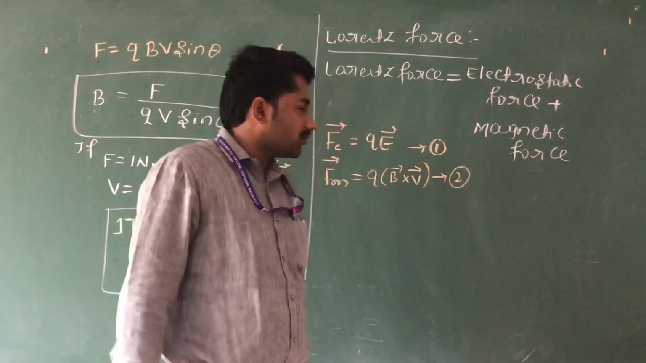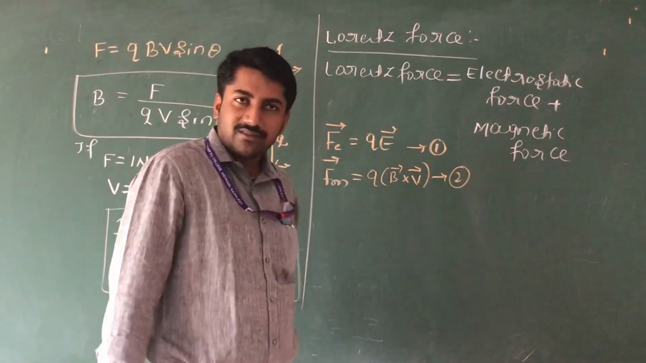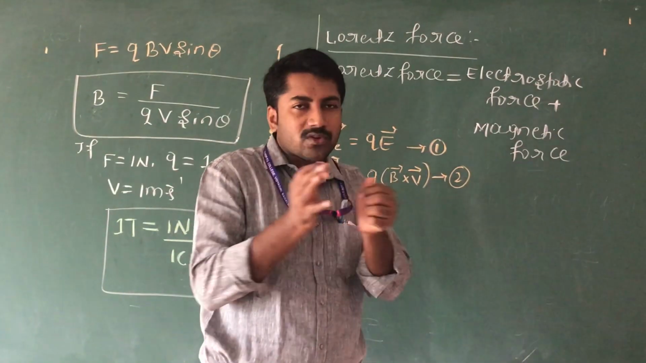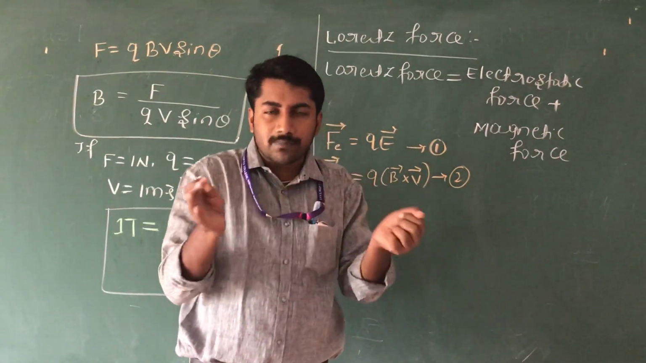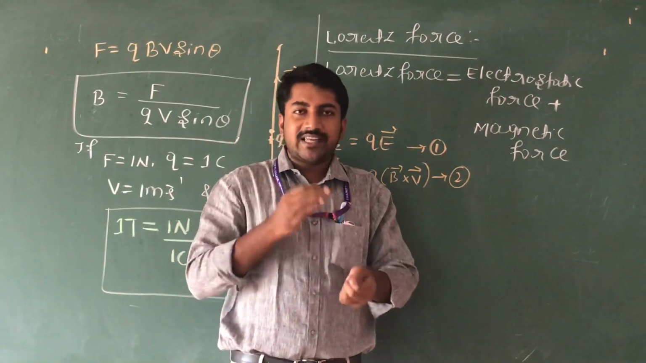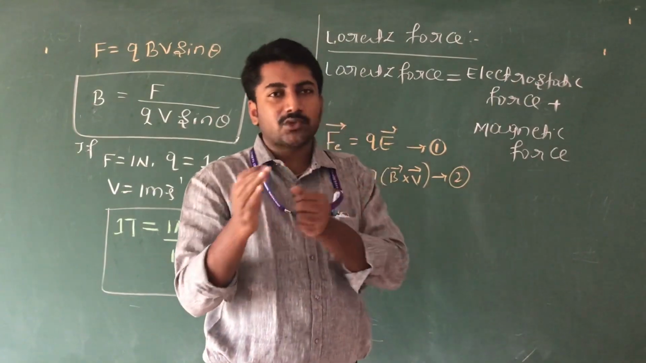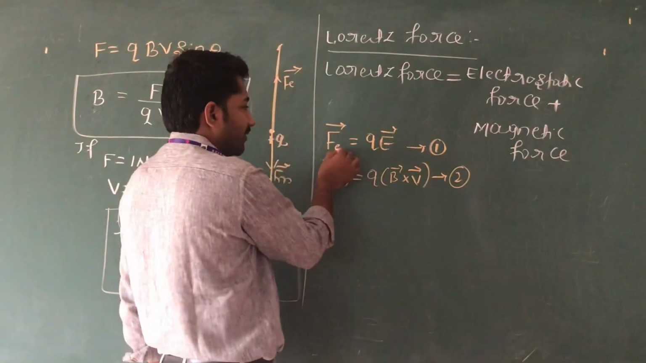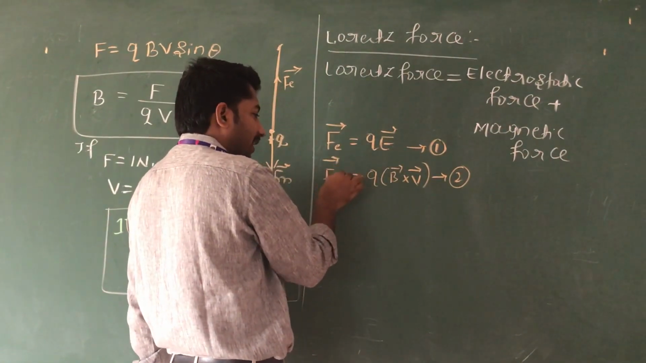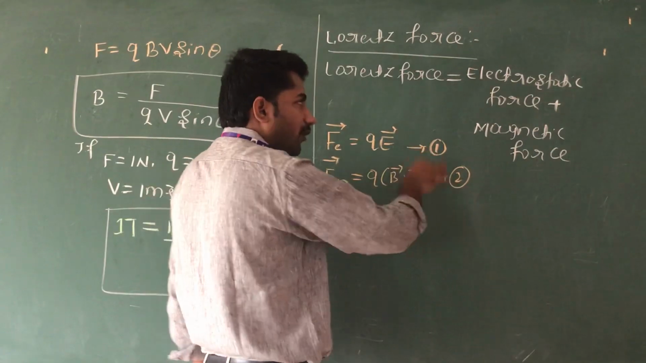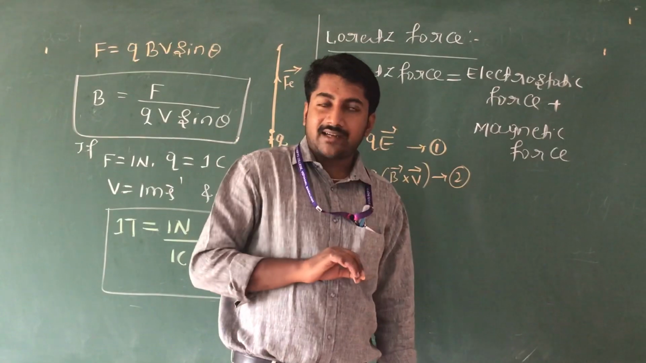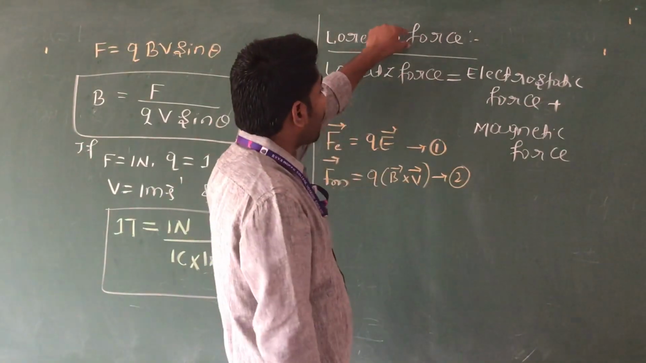When you combine both electric force and magnetic force, it is called Lorentz force. Up to the 18th century, these two concepts were separate branches. But after the discovery of Oersted's experiment, we concluded there is an interrelation between electrostatic force and magnetic force. Here, the electric force is F is equal to Q into E, and the magnetic force is vector Fm is equal to Q into B cross V. The space where both electric field and magnetic field exist is called the Lorentz force region.